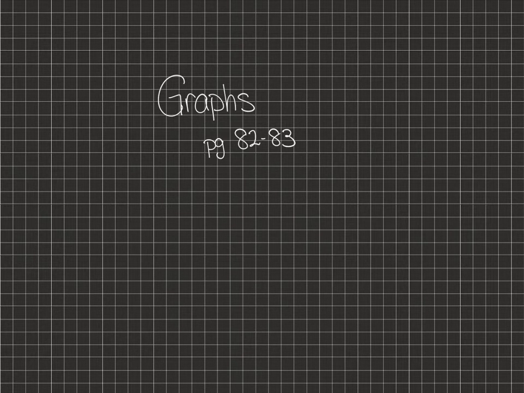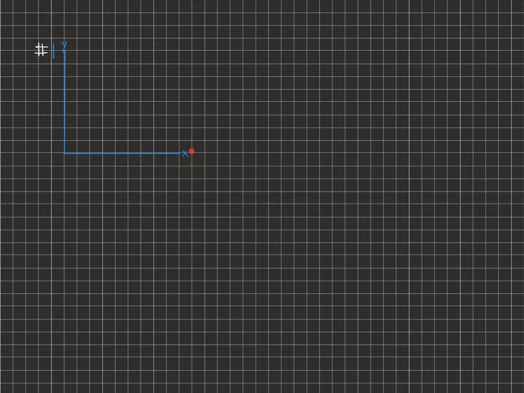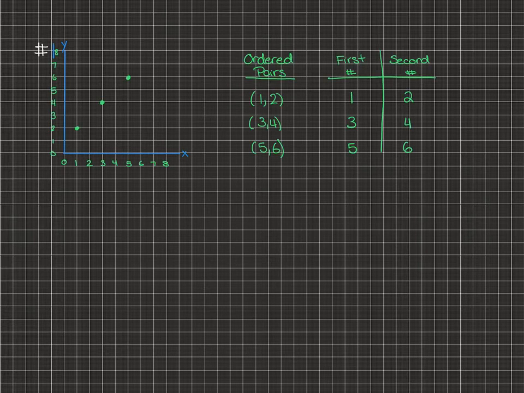Today's lesson we'll be working on graphing using ordered pairs and input-output tables. When you are dealing with a graph, the horizontal axis is always the x-axis and the vertical axis is always the y-axis.